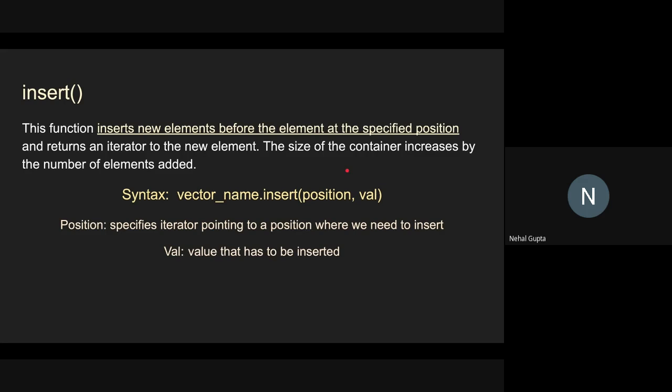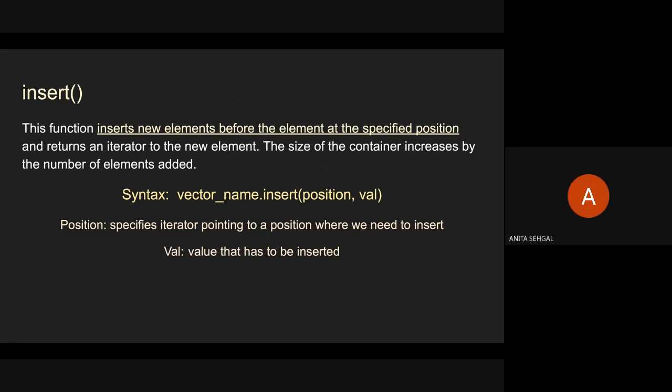Now we have the insert function. Suppose we don't want to insert the element at the end. We want to insert the element at some other position according to our choice. So in that case, we use the insert function. You have to listen carefully to this point. What the insert function does is that it inserts new elements before the element at the specified position. So what this means is that if I specify the position as 2, if I want to add any element.